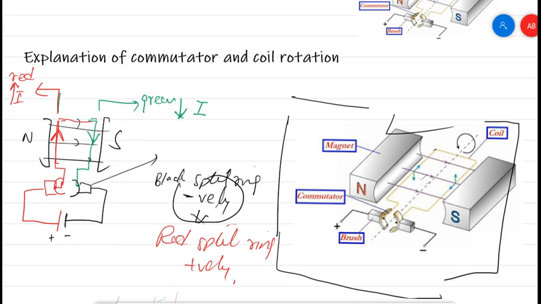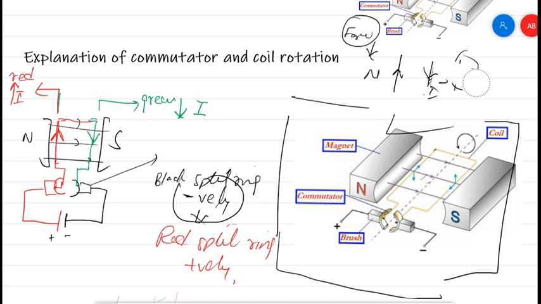So, with a quick review, here is a tip for you: if the north is on the left side and the south is on the right side, then if the current is flowing upward, when you apply the left-hand rule, you will see the force acts in the downward direction, just opposite. Here the current is flowing upward and here the current is flowing downward. If the current is downward, the force will be upward.